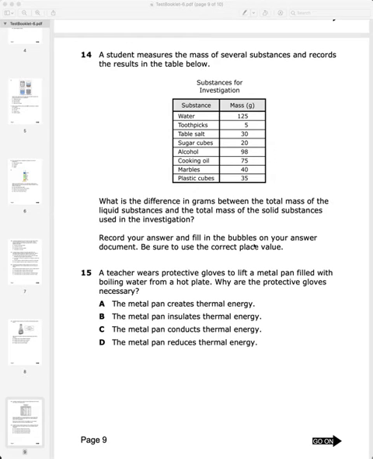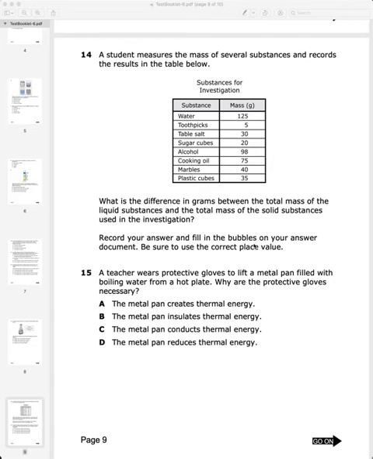Number 14. A student measures the mass of several substances and records the results in the table below. The title of the table is Substances for Investigation. It lists the substance on the left and the mass in grams on the right. Water has 125 grams. Toothpicks, 5 grams. Table salt, 30 grams. Sugar cubes, 20 grams.